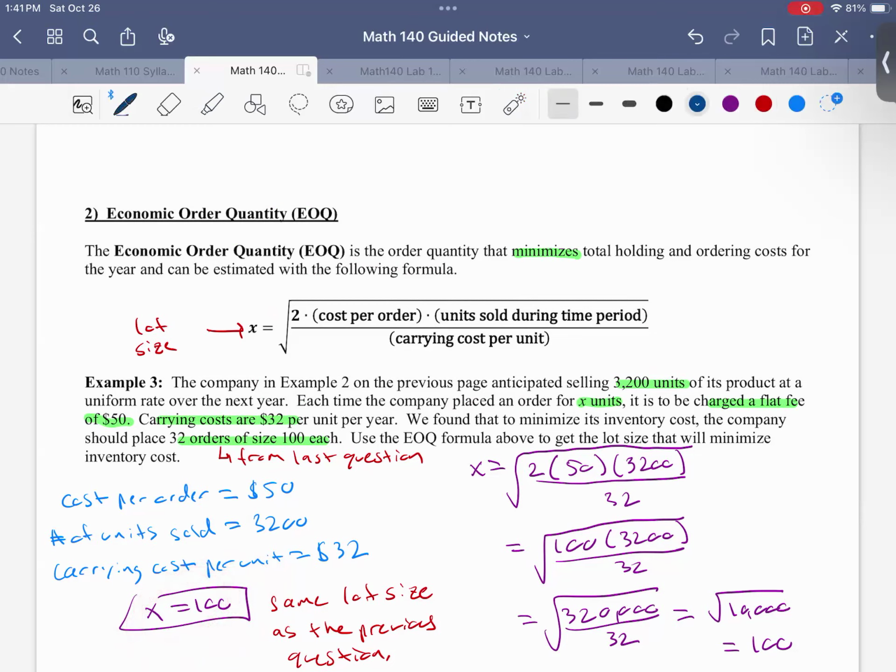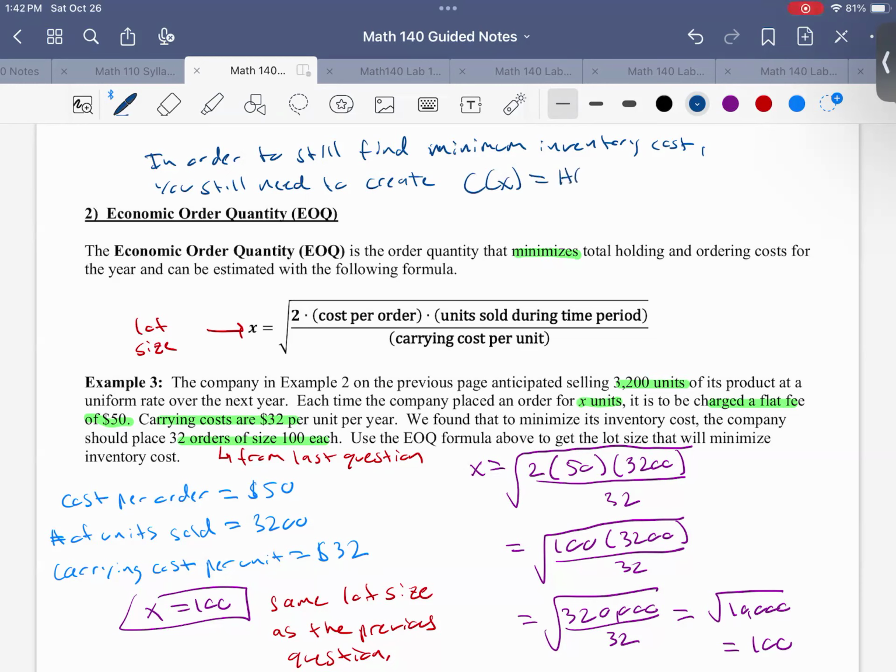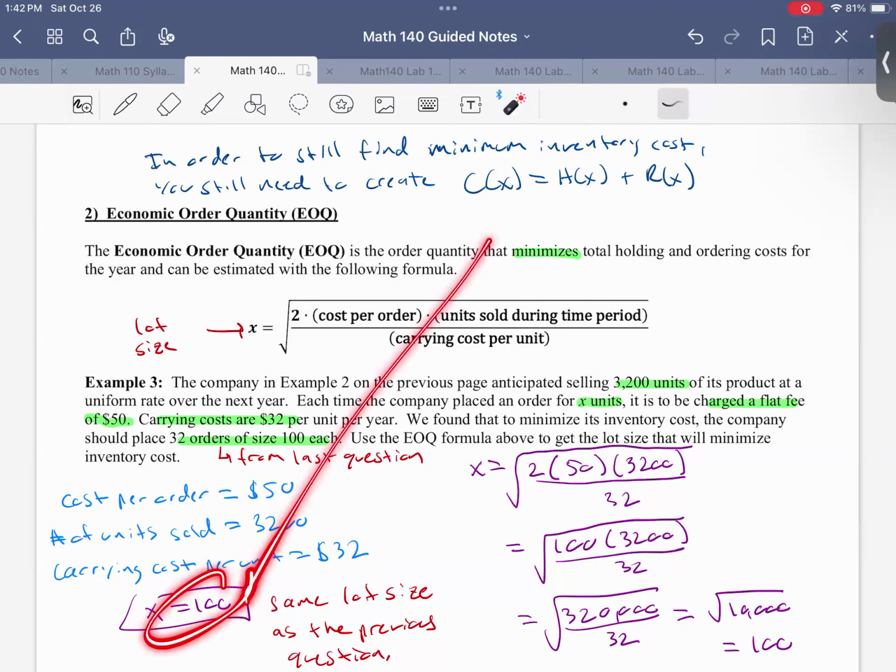In order to still find the minimum inventory cost, you still need to essentially create that inventory cost function. You still need to create that, but then you would be able to just plug in that 100 in there. So this is just a quicker way to get the lot size.